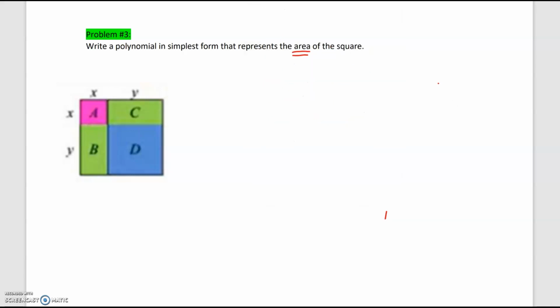So for example, if we just concentrate on region A, region A represents a square whose sides are x and x. So the actual area will be equal to x squared. And in this case, it'll be unit square. We can add the units later.